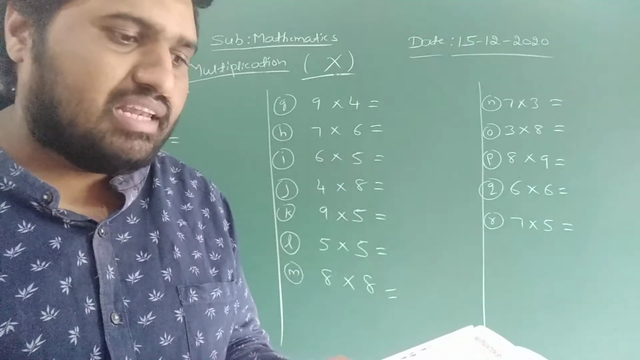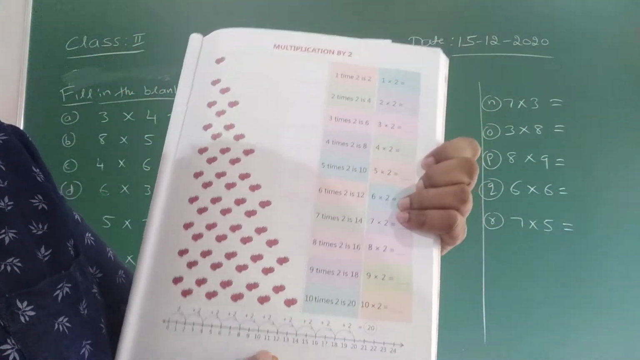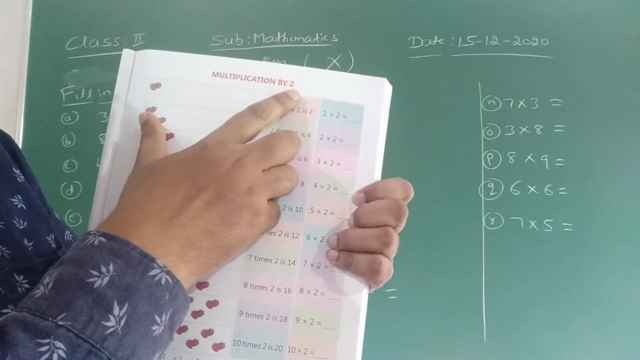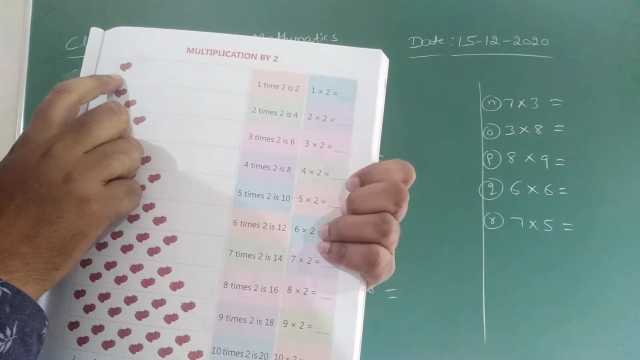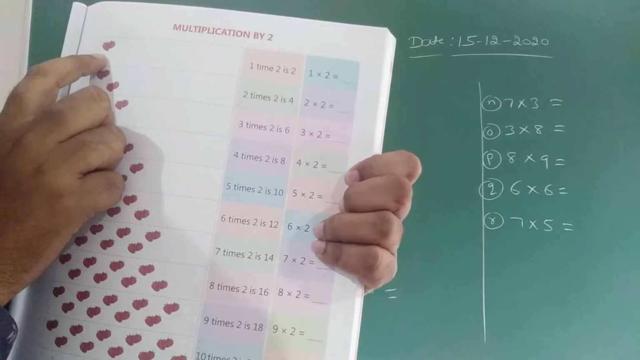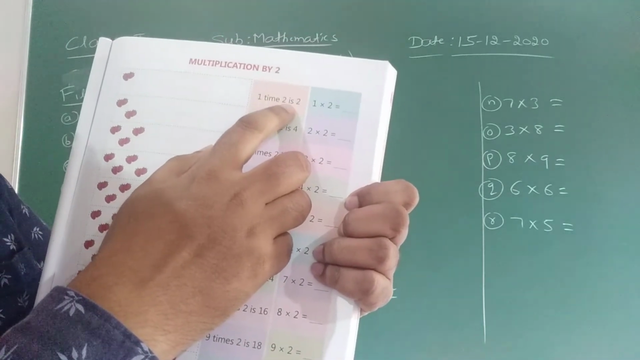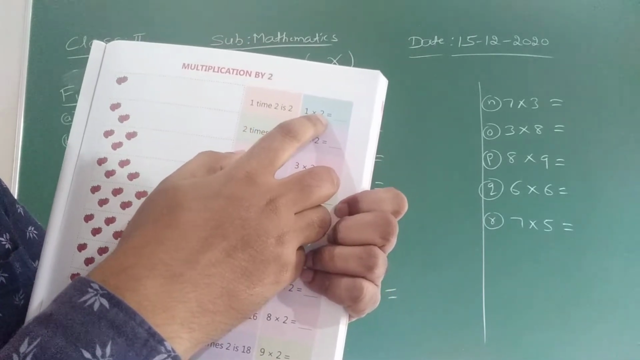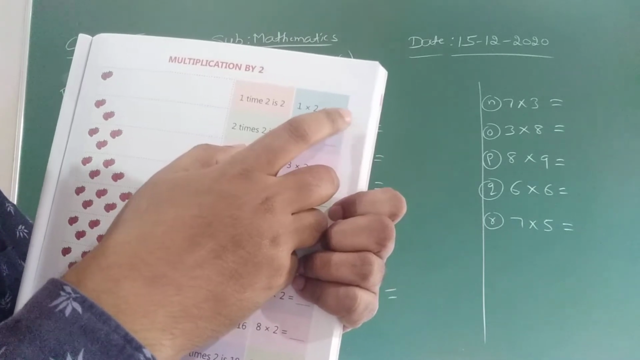Okay children, like this. Next, open the page number 53. What is there in page number 53? Multiplication by 2. Okay, you can see here. How many apples are there here? 2. Therefore, how to write here? 1 time 2 is 2. Therefore, 1 into 2. 1 into 2 is how much? 2. You have to write here 2.